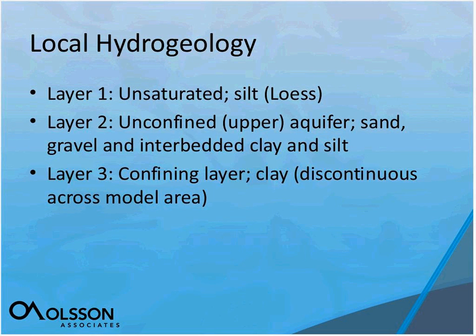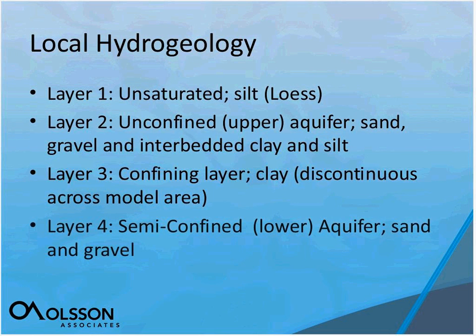So what that means is that the lower layer, or the lower aquifer, is confined in certain areas, but it's not confined in others. So in our model, we have it identified as a semi-confined unit. This lower aquifer is about 100 feet thick, and it is sands and gravel. It's very coarse gravel, and it's a very productive aquifer.